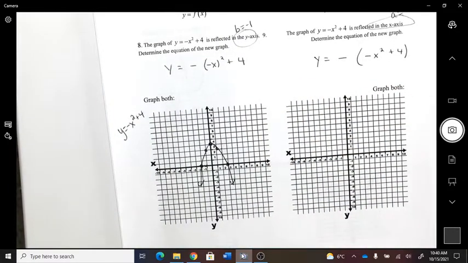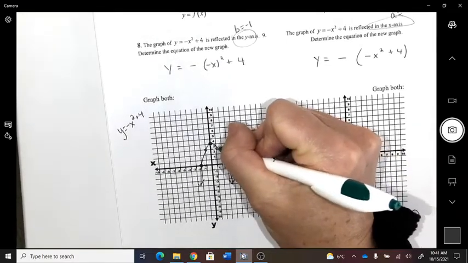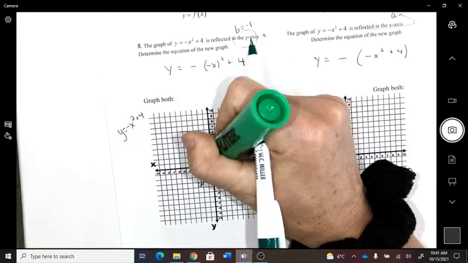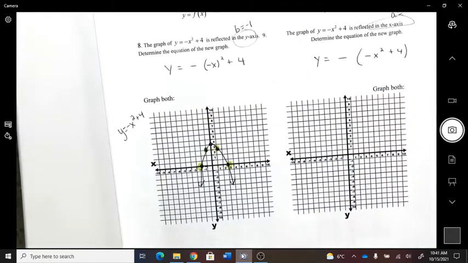Okay, so if I reflect it over the y-axis, what will happen to it? It's the same. You see it? Nothing's going to happen to it. For instance, this coordinate is just going to flip-flop to that side. That's just going to flip-flop to that side. Nothing's going to happen to it.